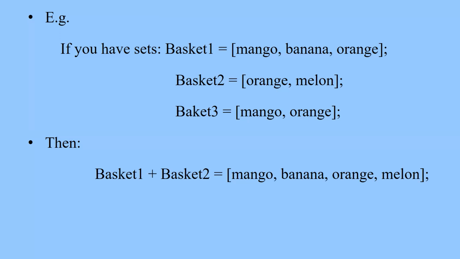And these elements are what? Mango, banana, which are purely in basket 1. And then we have orange, which is in both baskets, and melon, which is in basket 2. So we get mango, banana, orange, and melon. We don't duplicate. So we cannot have it as mango, banana, orange, orange, melon. No.